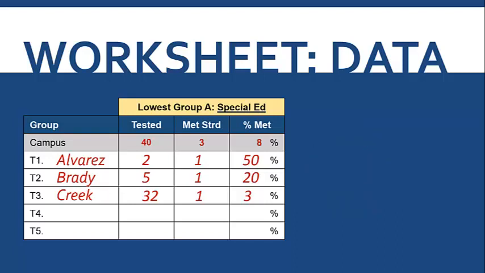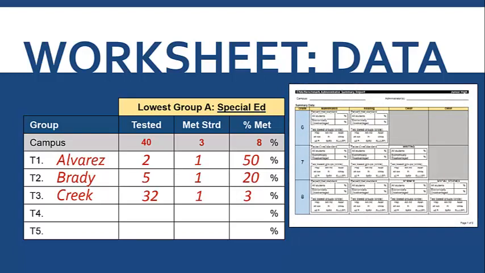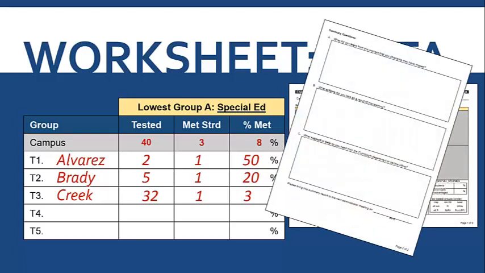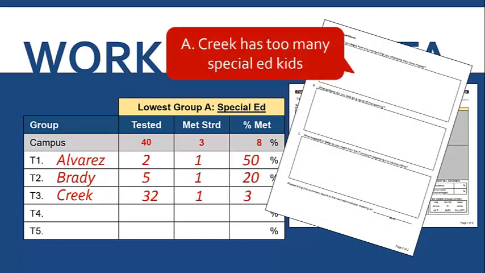If you stopped right here, that would be really enough information to go ahead and fill in the summary report. And it might even be enough information to answer parts of these questions. Question A asks, what did you learn? Maybe you could learn from this that Mrs. Creek has way too many special ed kids. She's got 32 and the others only have 7 total.